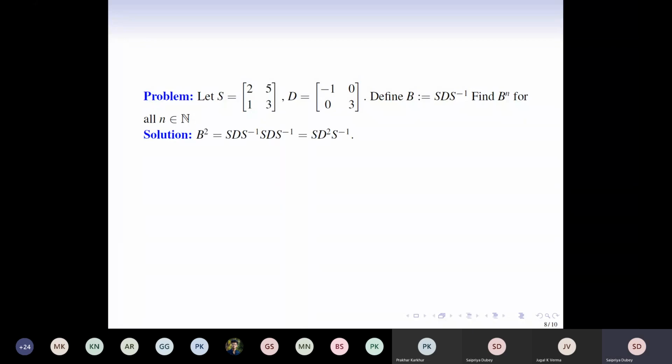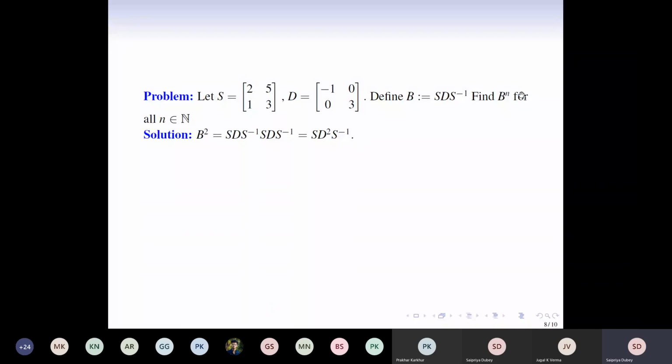So here, B square can be written as S D S inverse times S D S inverse. But S inverse into S is equal to identity. So therefore we have it equal to S D square S inverse. We have proved that B square is equal to S D square S inverse.